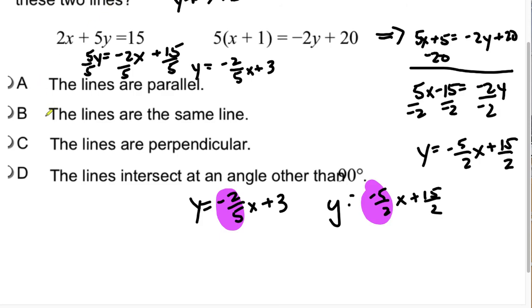We know that these two lines are not the same line because they don't have the same exact slope and same exact y-intercept. We know these lines are not perpendicular because although this is a reciprocal, it's not its opposite sign. So that must mean these two lines are intersecting because the slopes are just not equal to each other. So this is letter D.